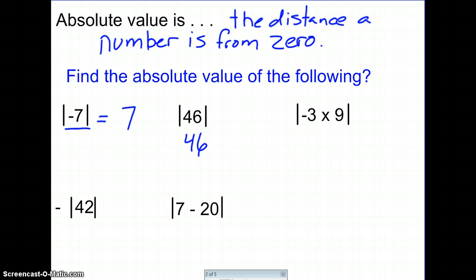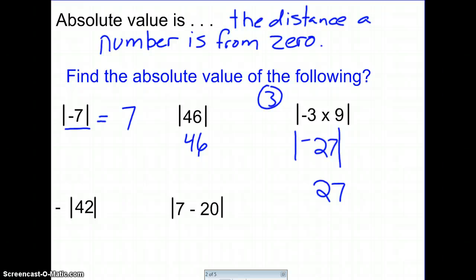As we look at this next example over here, if we think of it as number 3, the absolute value of -3 times 9 becomes -27. If we simplify that expression, the 27 is, even though it's negative, 27 units from 0 in the negative direction, but it's still 27 units away.